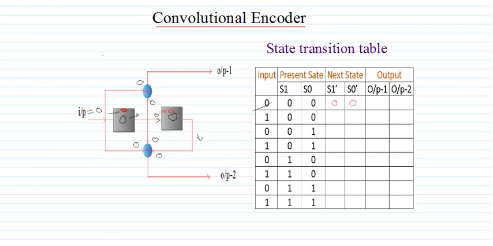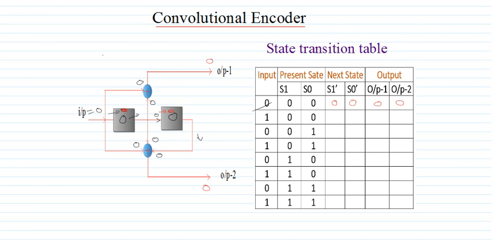What is the output? 0 plus 0, it is a 0. Here 0 plus 0 plus 0, it is a 0. So you have a 0 and a 0. So output 1 is also 0, output 2 is also 0. So this is when a 0 occurs.